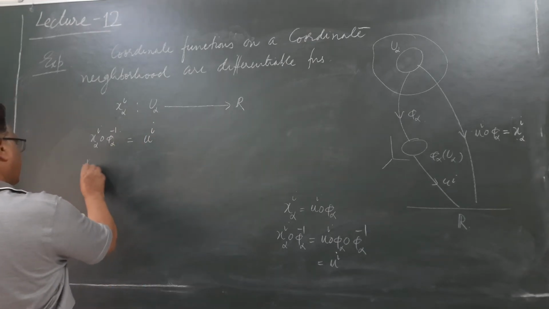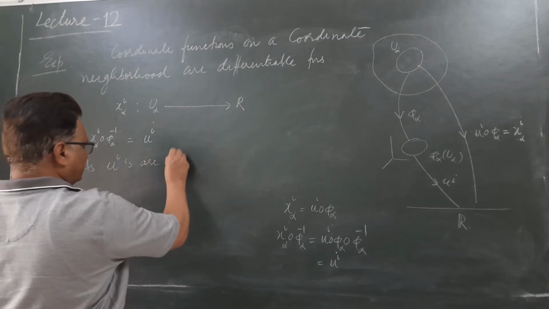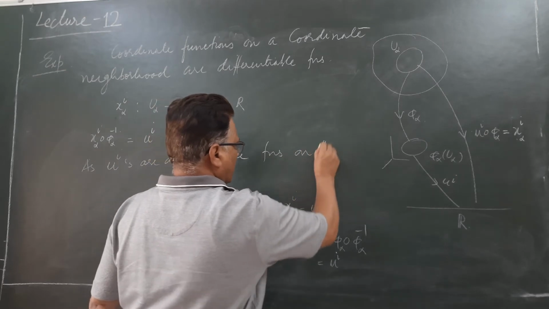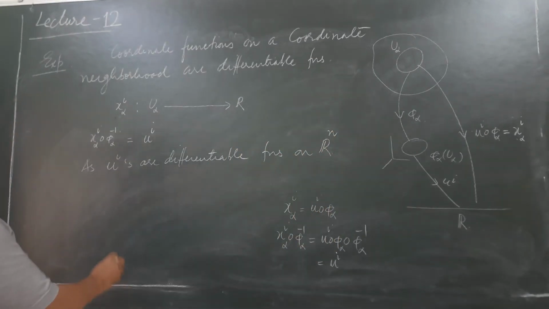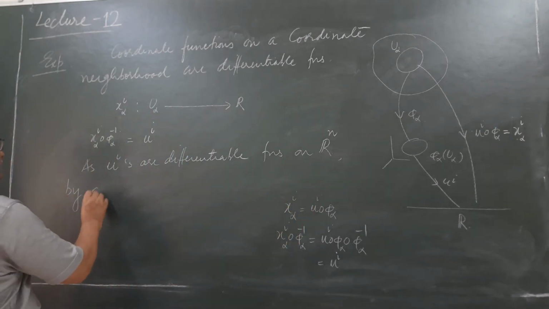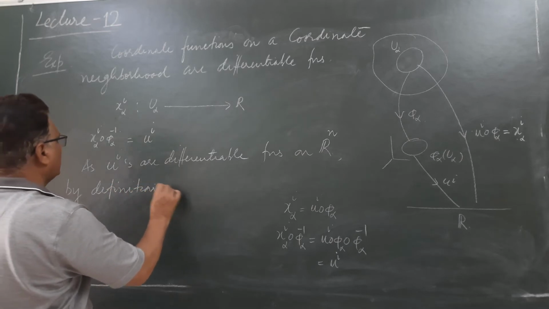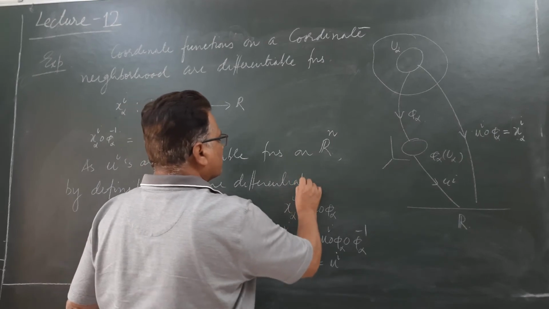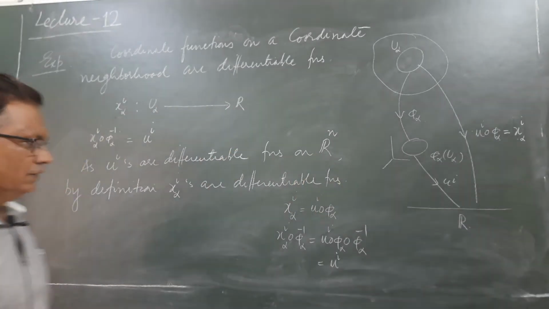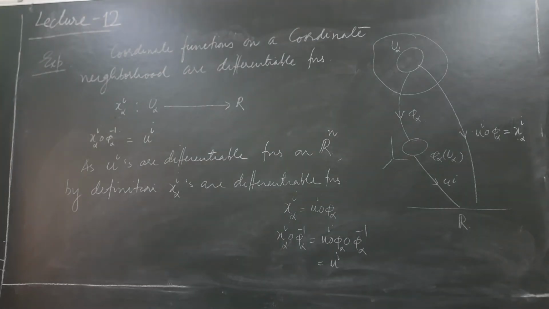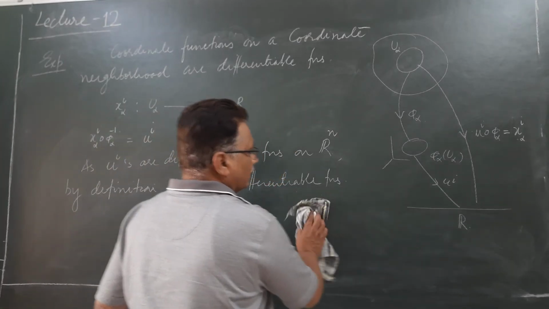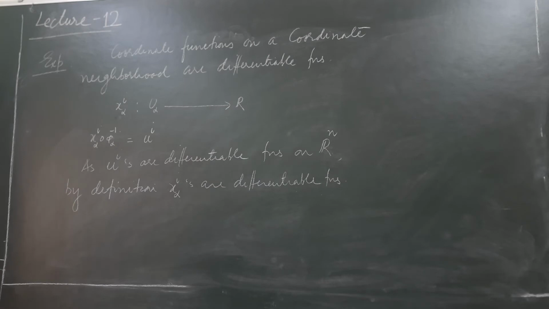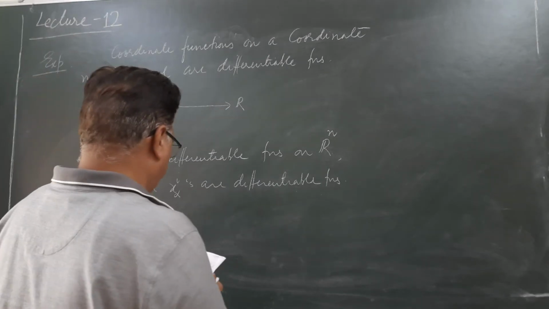And UIs are differentiable. As UIs are differentiable functions on Rn, by definition X alpha i's are differentiable functions. Okay. So this gives me the example of a differentiable function. We will talk about some non-trivial example a little later. But now this is the first and trivial example. All right. Now next is partial differentiation.